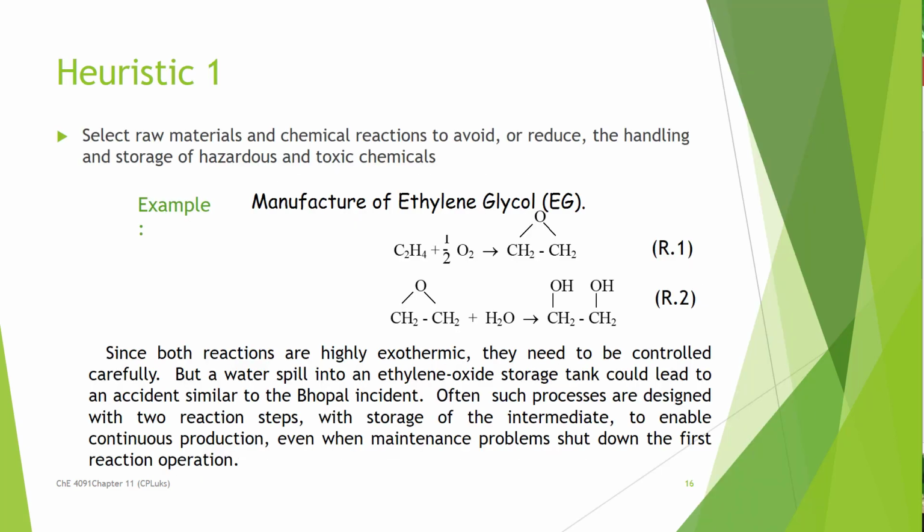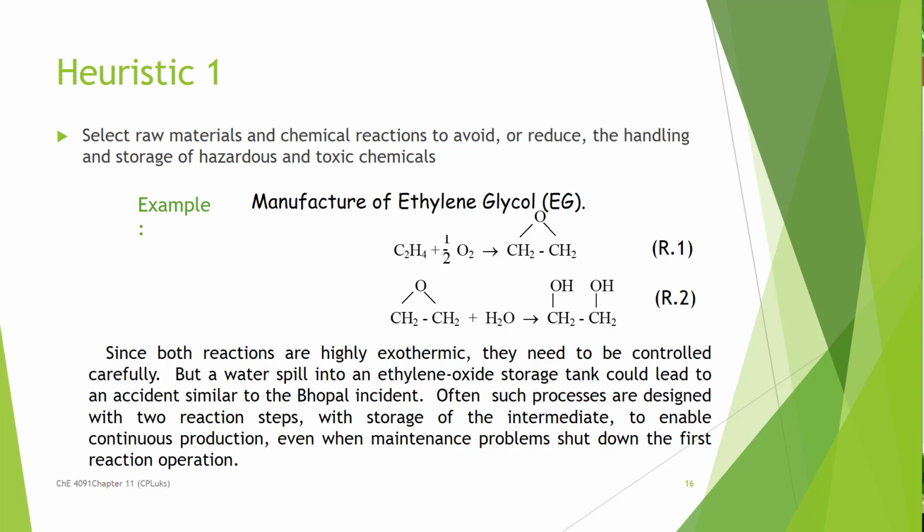If you look at Seider's book, he has a different set of heuristics. I think that the two complement each other. His first is to select raw materials and chemical reactions that will avoid or reduce the handling and storage of hazardous and toxic chemicals. So, for instance, they look at manufacturing of ethylene glycol, and we have the reaction set given here.